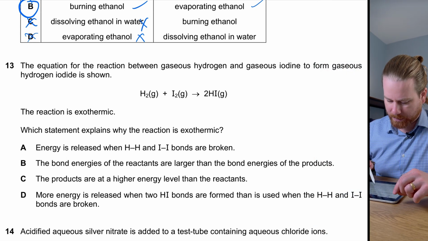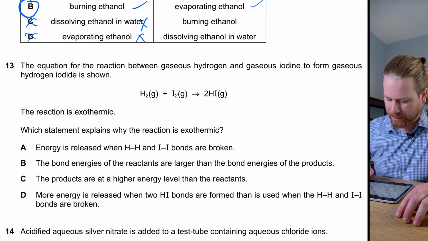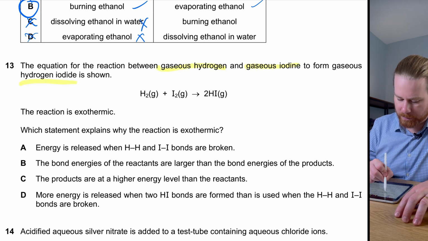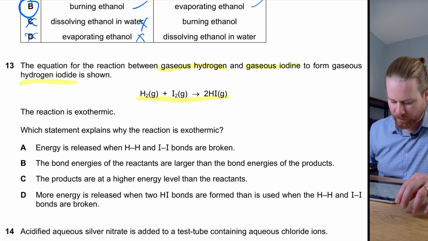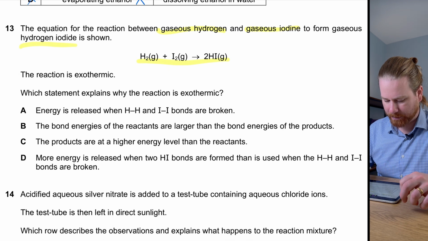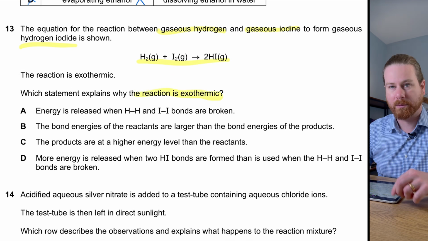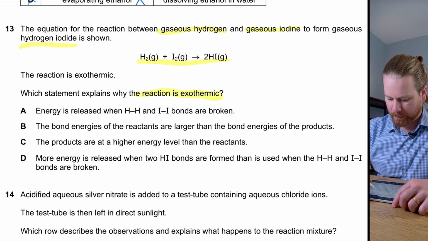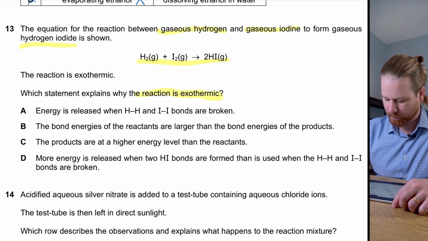Okay, more reading. So we've got an equation between hydrogen and iodine, to give us hydrogen iodide. Oh yeah, here it is. It is exothermic. So which statement explains why the reaction is exothermic? So that's the only important part. We don't really care about what's reacting. So the energy released when the HH and HI bonds are broken, energy is released.